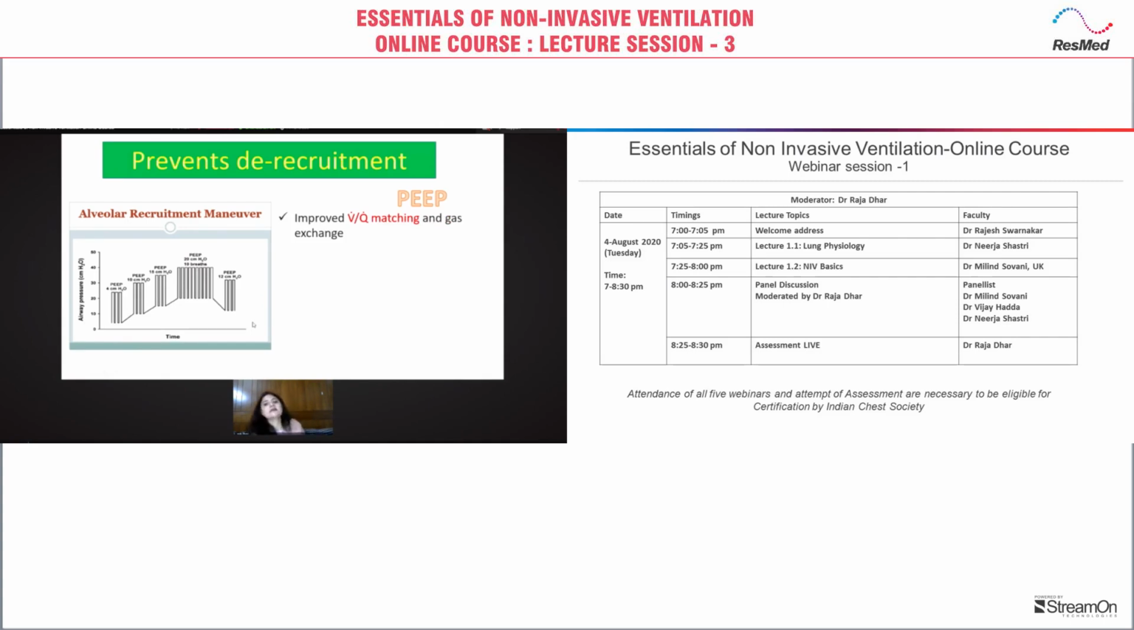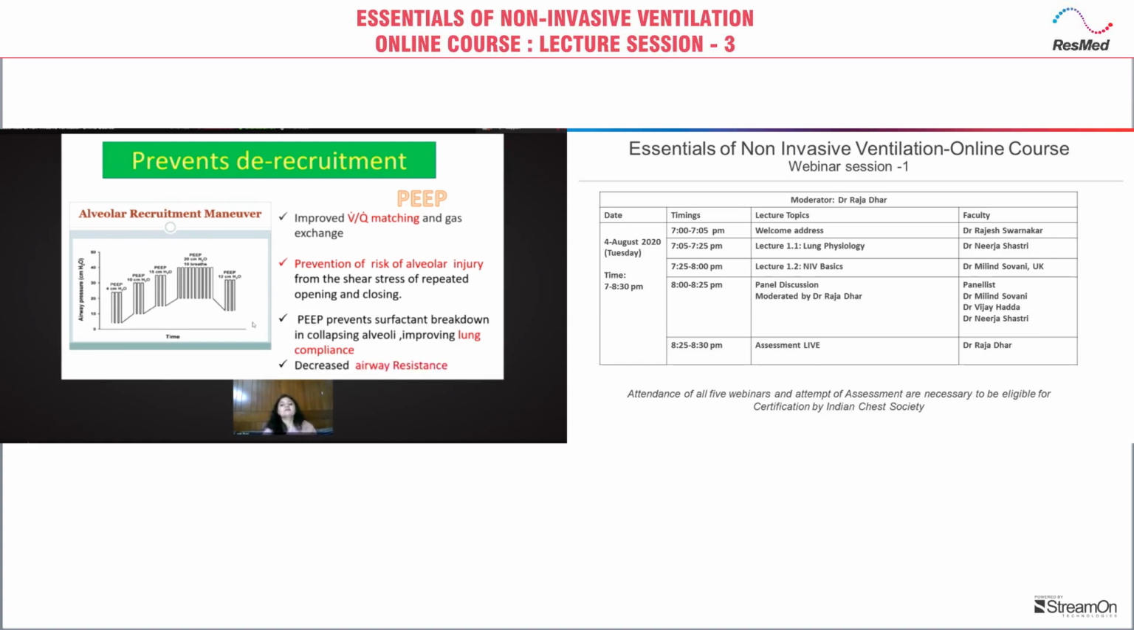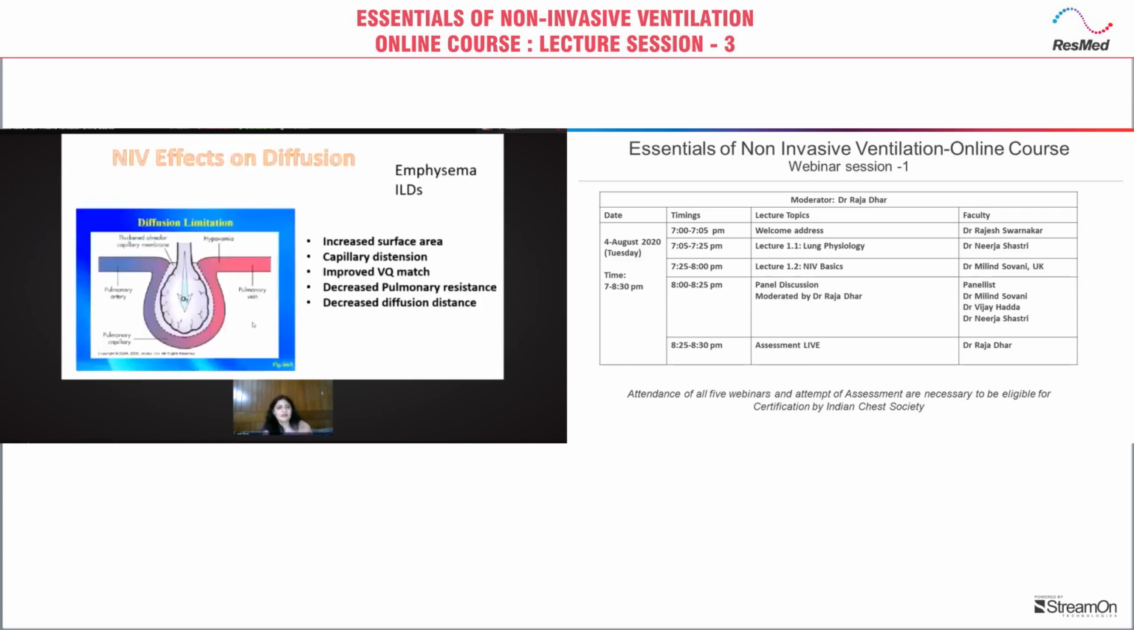And what is this PEEP doing? Again, it gives good VQ matching. If there's no PEEP, the alveoli will close, open, close, and this can cause lung injuries. That is prevented. It also increases lung compliance, the distension of the lung, and the more the volume, the less the airway resistance. And for diffusion, as I told you, there is increased surface area, capillary distension, again a good VQ match.